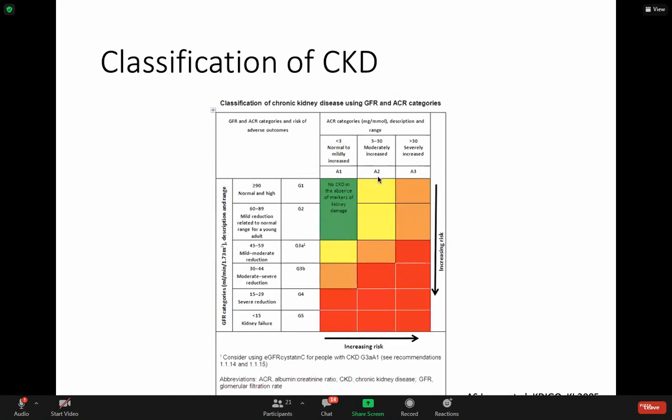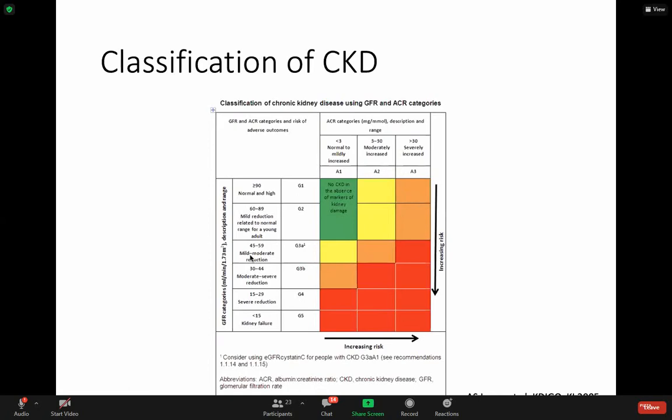If I have macroalbuminuria in stage 1 and stage 2 and it becomes yellow, it means the risk of progression is mild, but when it is orange, this is moderate. Okay, moderate risk of progression. Alright, when I have stage 1, stage 2 but with macroalbuminuria.